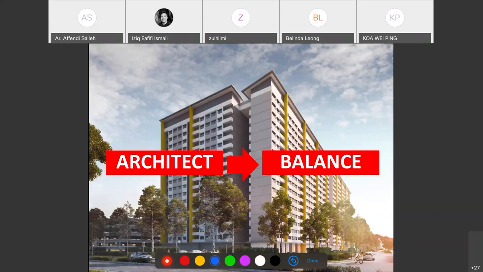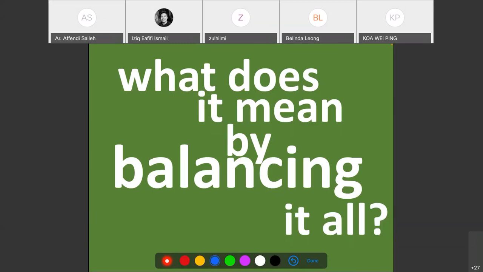Lifts are expensive. M&E is expensive. Plumbing expensive. Sewerage expensive. Infrastructure is expensive. And developers don't want to build things at a loss. It's no project to them. Right? They don't want to be at a loss. So as architect, you have to balance all these things. Yes? Okay. And how do I do that in my practice? What does it mean by balancing it all?